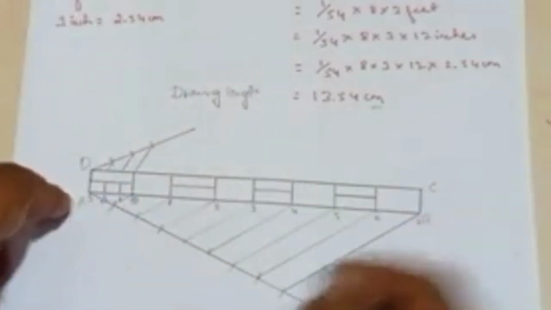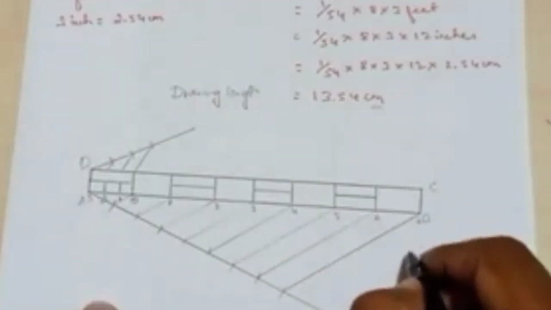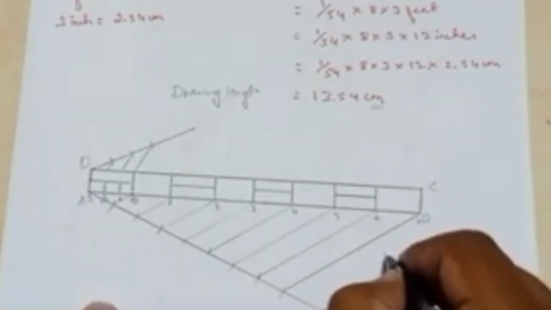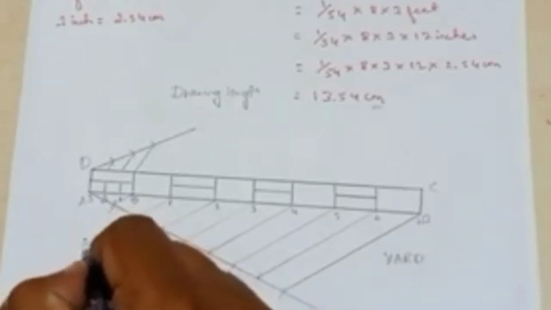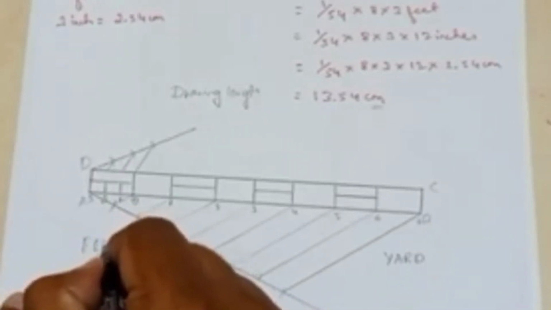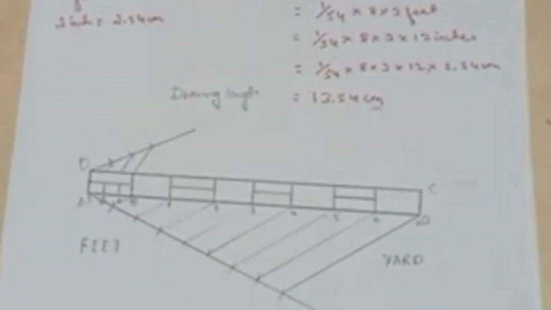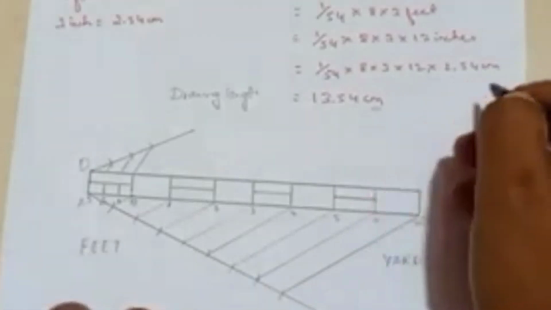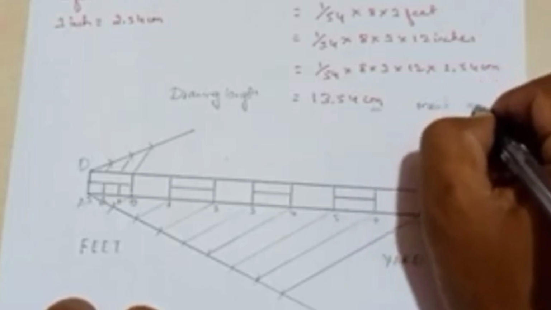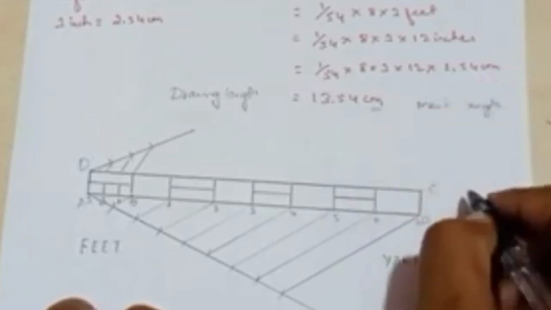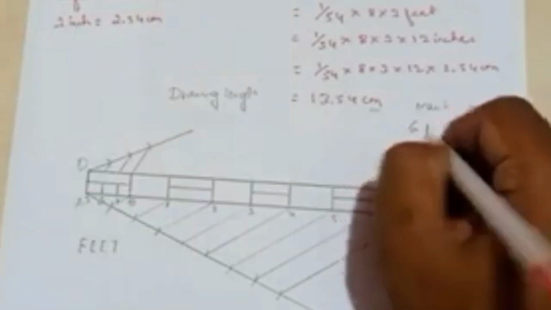Now we can show one example as a length here. I'll mark here. Okay, so here we can write this as yard, and here we can write this as feet. Okay, we can measure any length which we want to measure here. That is, I'm going to measure one mark here length. That will be 6 yard 2 feet. We can take that as an example.